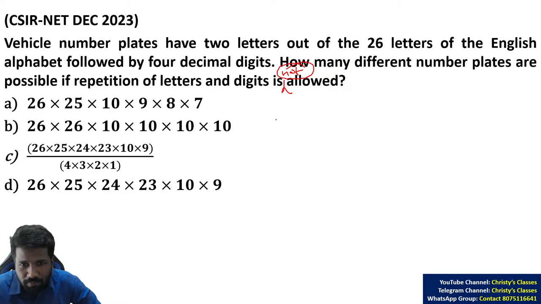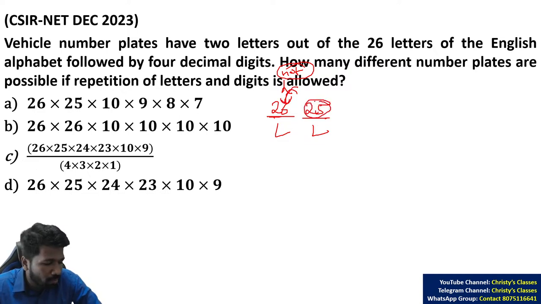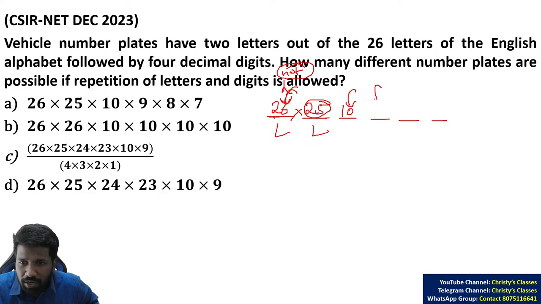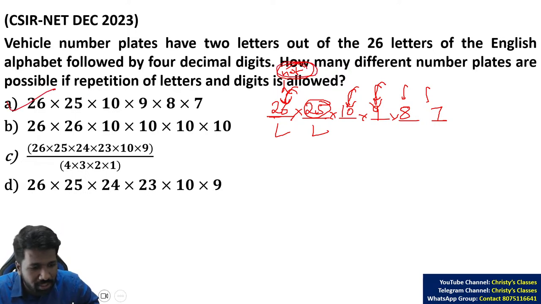Not allowed means if one letter is used, that letter cannot be repeated. A to Z, 26 possibilities here, but the letter that is used here cannot be repeated, so one letter less is possible for the second case. So 26 into 25. Similarly for digits, for the first position there are 10 possibilities, but then that digit cannot be repeated anymore. So 9 possibilities here only. Here also one digit is fixed, and those two digits cannot be repeated now. So 8 possibilities here, then 7 possibilities here. Multiplying all this, option A would be the answer if not allowed was mentioned.